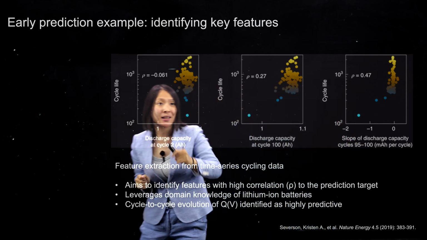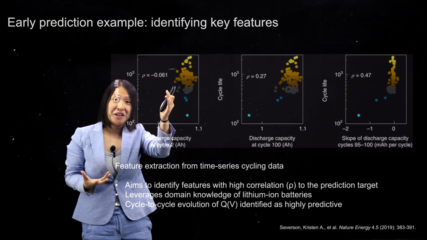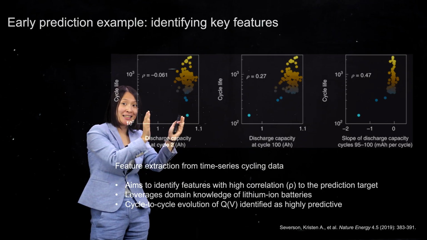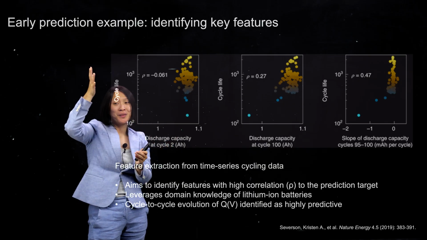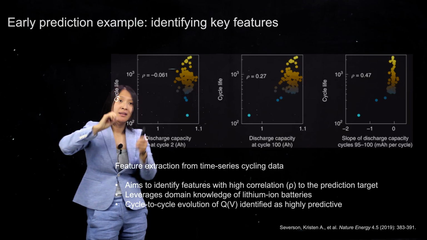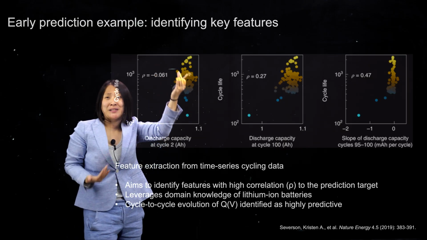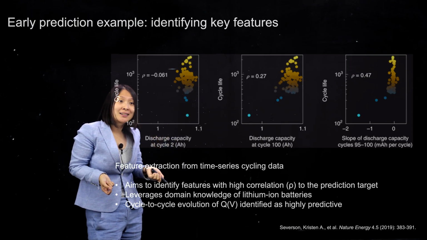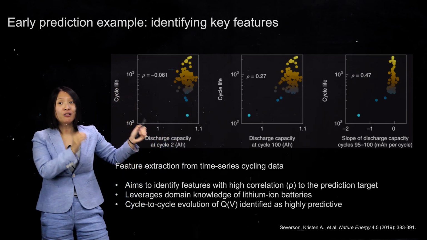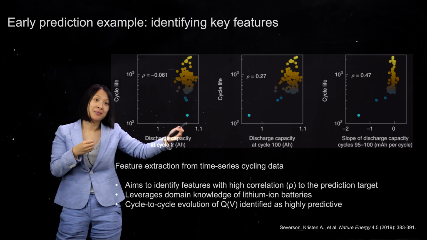But as you see from the values of the coefficient of correlation, where we compare how these selected features are correlated to the final prediction target, which in this case is the cycle life, we can see from the numbers, for example, minus 0.061, is not very high. In other words, these early features are not very informative when it comes to using them to predict the cycle life.